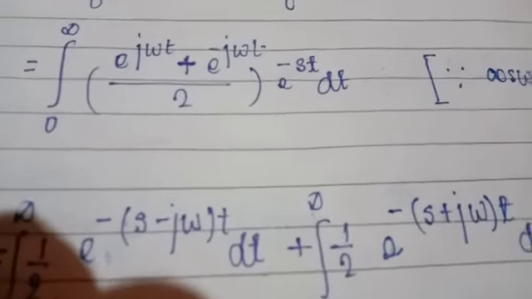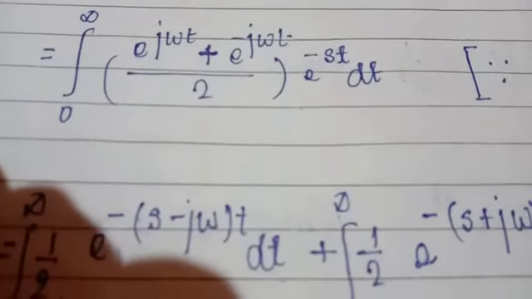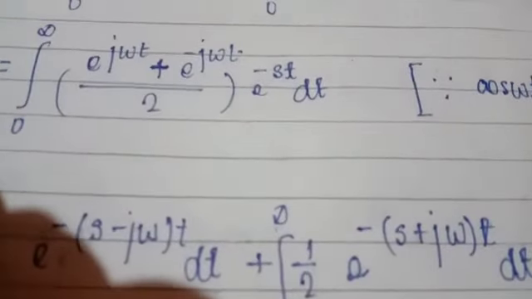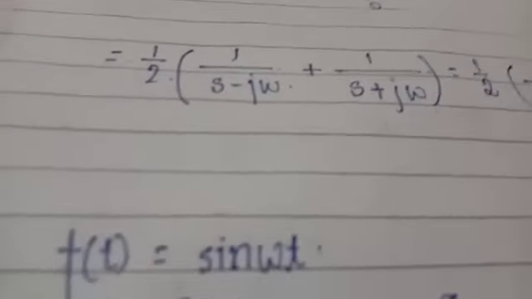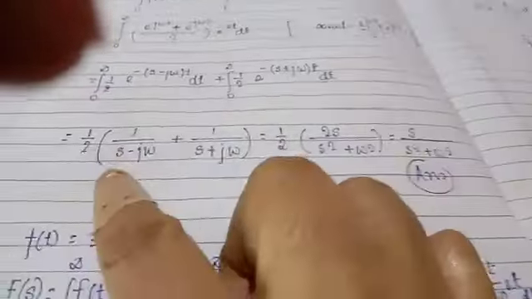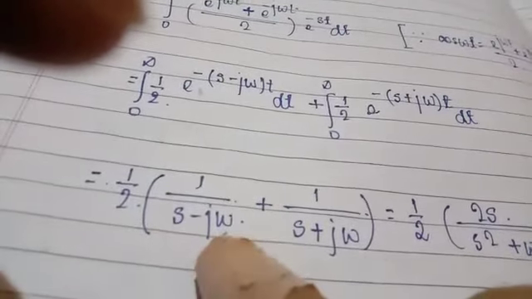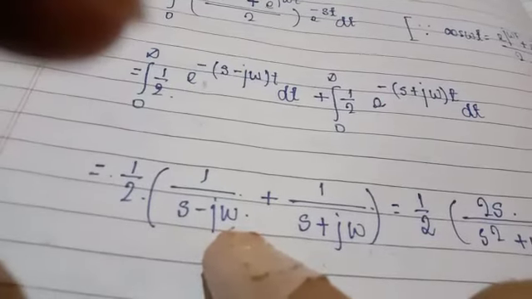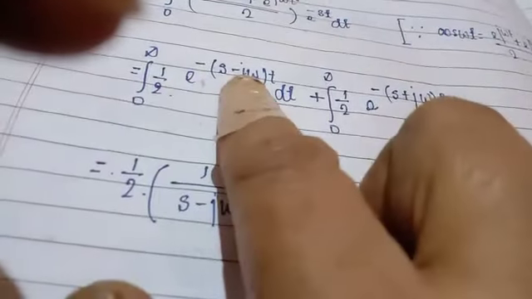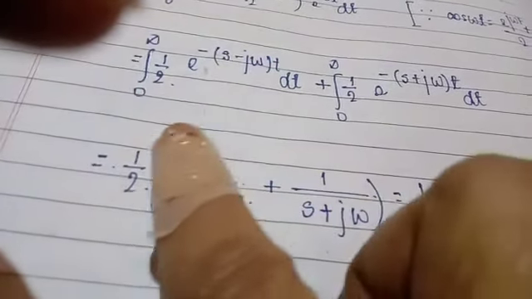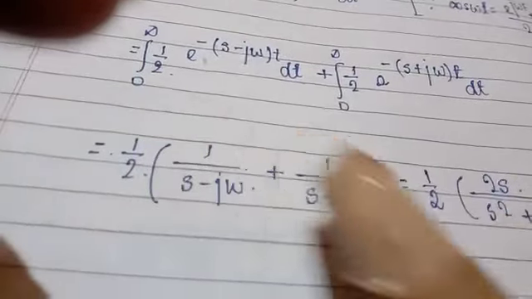So it is like this: e to the power minus is taken common. For the first term it is s minus j omega, and for the second term it will be s plus j omega. If I again put in the limits, it will become 1 by s minus j omega, and minus 1 by s minus j omega times e to the power this. Then if I substitute the limit, finally you will get these two terms.